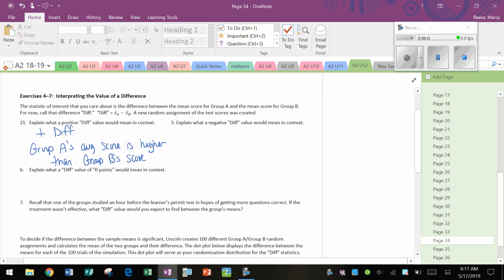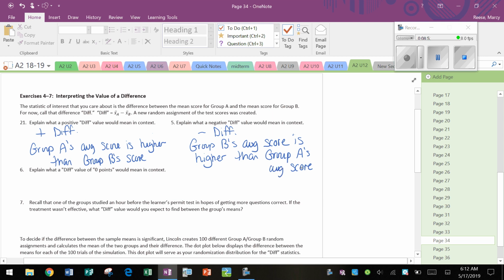Not hard. Okay, what happens if it's a negative? What happens if it's a negative diff? Well, that probably means that group B's average score, I'm trying to write neat so that you can read my chicken scratch, average score is higher than group A's scores, or average scores.